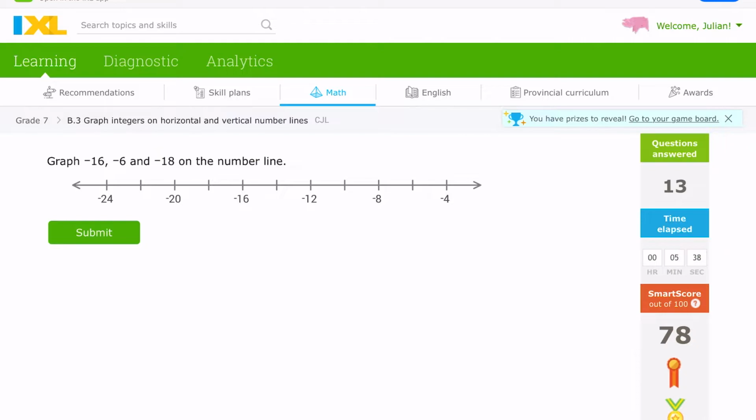Now we need to graph -16, -6, and -18. Immediately I'm looking through the graph and I see that we can immediately put negative 16. But what about negative 6 and negative 18? Well, if we try to do by 1, this number would be negative 5. But if we did it again, this number should be negative 6. So that's not our rule.